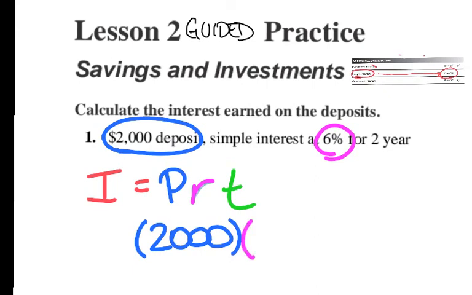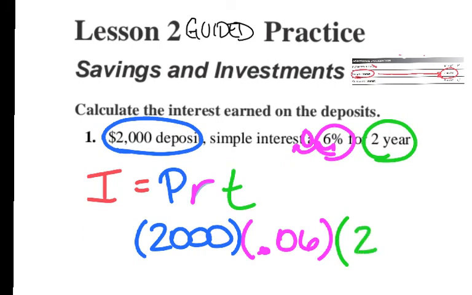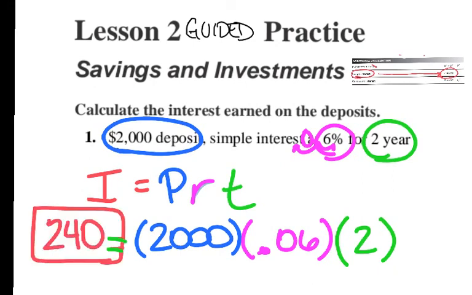I'm going to go ahead and change that to a decimal, so you would move the decimal over 2 places to the left. Gives you 0.06. And then you're going to multiply that by the time, how much time it's going to be in the bank or in the account. 2 years. Alright, just put that in your calculator and you'll get yourself an answer. You should get $240. It's asking for the interest, so that would be your answer.